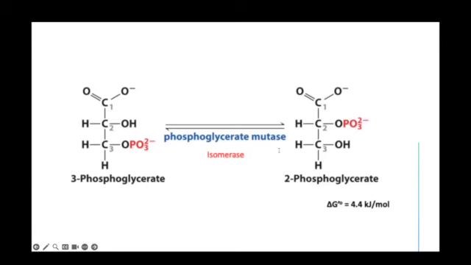And our intermediate is the 2,3-BPG, or 2,3-bisphosphoglycerate, which should ring a bell. If you guys remember from the oxygen binding curve and hemoglobin, that was a molecule that was pretty important. But our final molecule here, our product from this reaction, is 2-phosphoglycerate. So a reaction catalyzed by mutase.